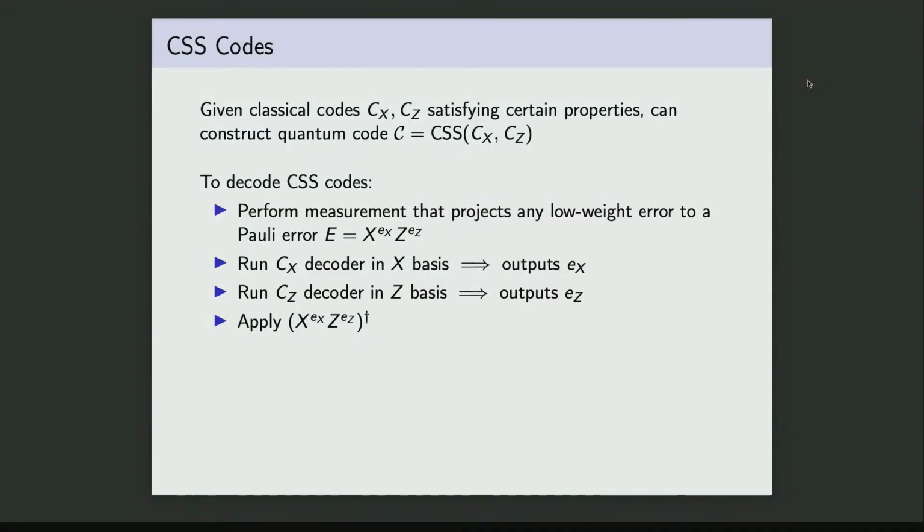To decode, to perform ordinary unique decoding on these CSS codes, we perform a measurement that projects any low-weight error to a Pauli error. So whatever our arbitrary adversary was before, after this measurement, the error is guaranteed to be some x error, EX, times some z error, EZ. Then we can just run the decoder for x in the x basis to recover EX, do the same in the z basis to recover EZ, and then we've determined what our error E is, and so we can invert it.